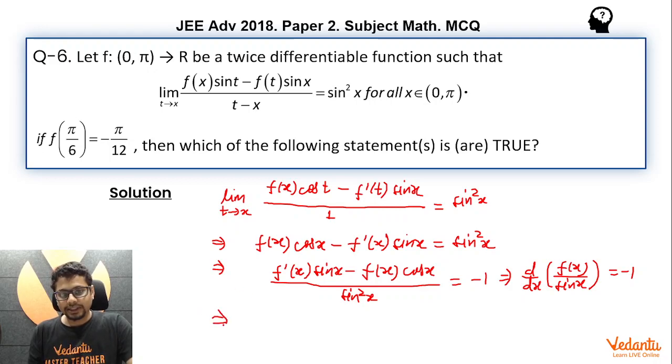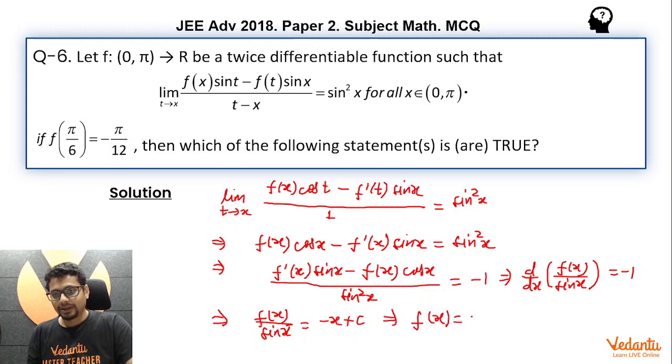Now if you integrate both sides with respect to x, I would get f of x by sin x equal to minus x plus arbitrary constant c. Now here we know f of pi by 6 is equal to minus pi by 12. So when you put x to be pi by 6, f of pi by 6 you'll put to be minus pi by 12 divided by sin of pi by 6 is half. So basically it becomes minus pi by 6 on left hand side. And on right hand side, as we have put x to be pi by 6, it becomes minus pi by 6 plus c. So that clearly means c is supposed to be 0, and that also means f of x essentially becomes minus x sin x.